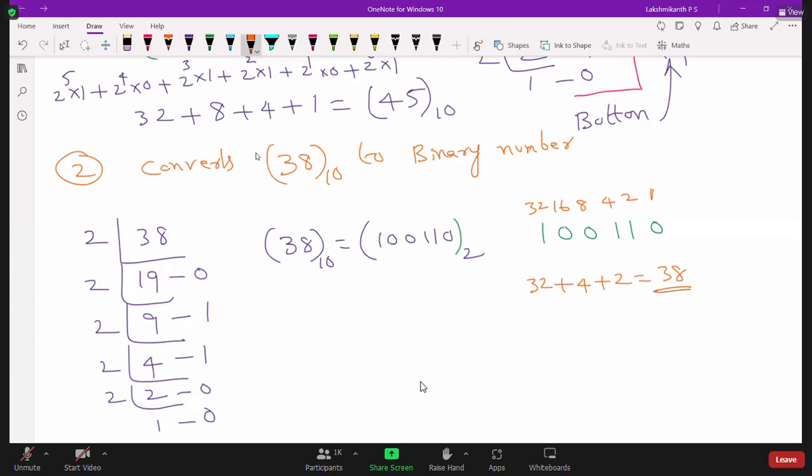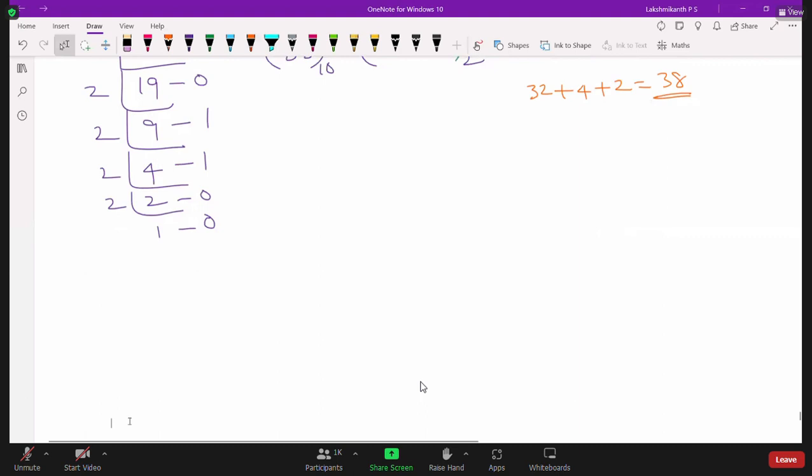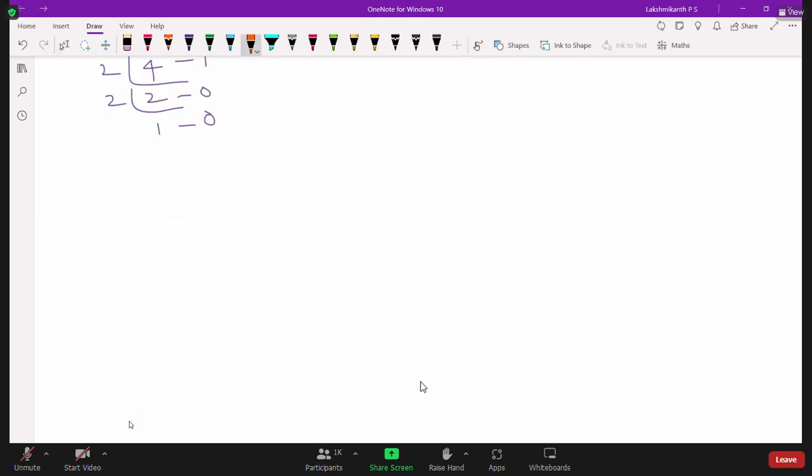Okay, so hope it is clear. Now see, every time you get this, we need to do it like this. Here we need to understand one logic. For example, you have a base 2 system given. So what are the place values of the base 2 system? 1, 2, 4, 8, 16, 32. These are the place values we'll get.